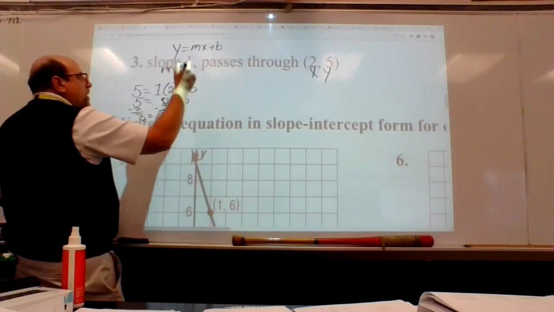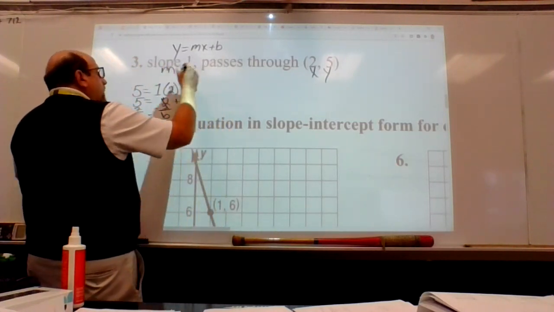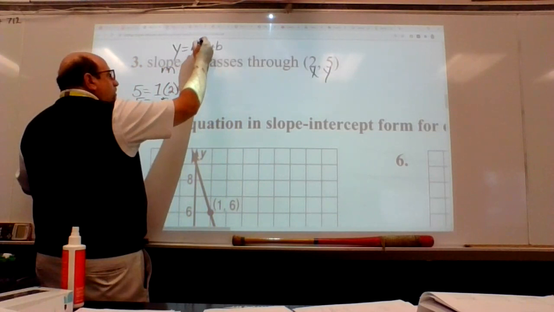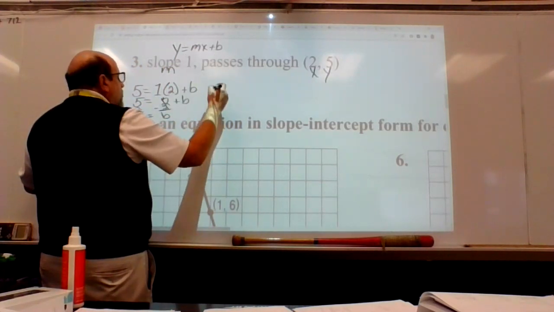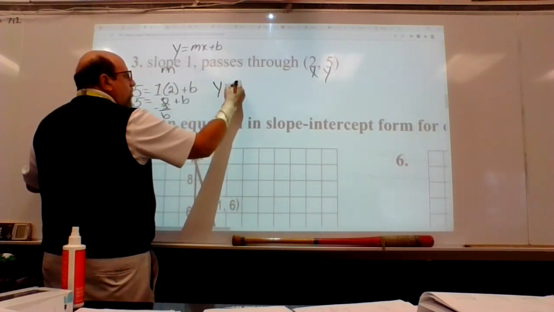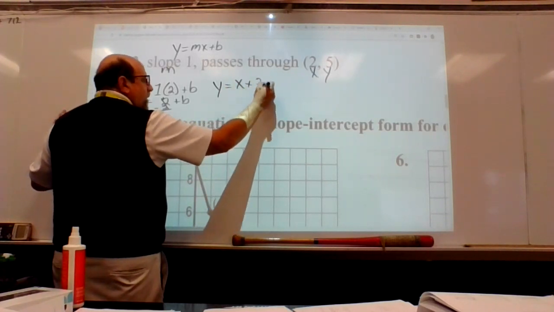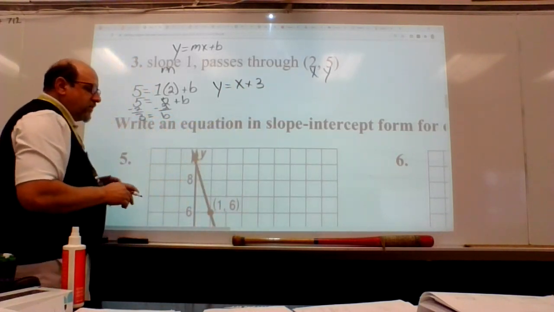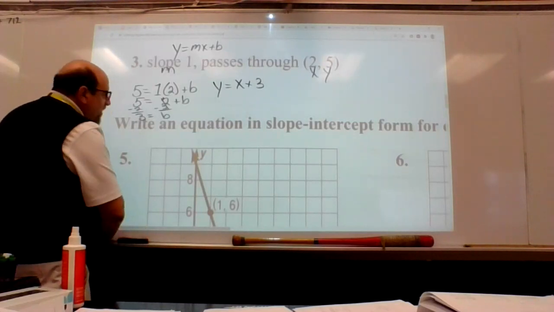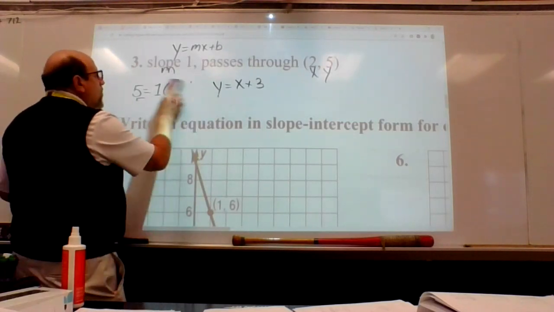All right, so then we know that, and we're going to rewrite it. I don't need to put a 1 in for m. I'm just going to rewrite it as y equals x plus 3. There it is. Just in case, maybe we'll do one more example.